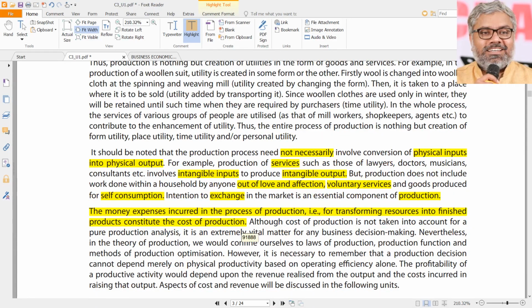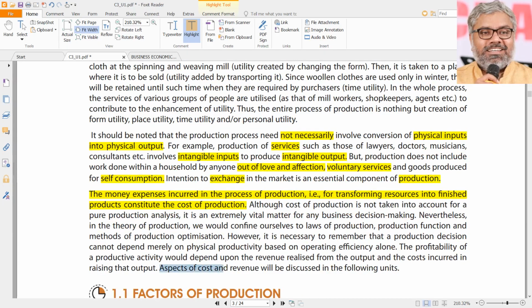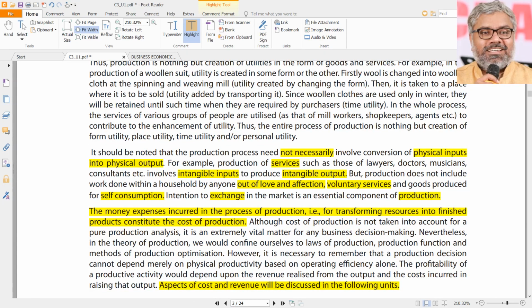But in general, once again, I would like to draw the attention. When we use the word production, we are not talking about money. We are talking about quantities. And when we talk about cost of production, we are talking about money expenses. What is cost is nothing but the transforming of resources into finished products. That's what is called as cost of production. So various aspects related to cost and revenue will be discussed in the following units. We will definitely discuss them later.